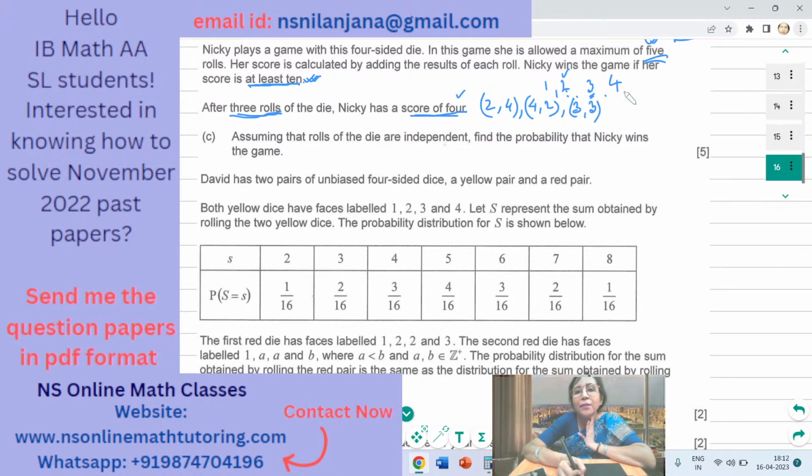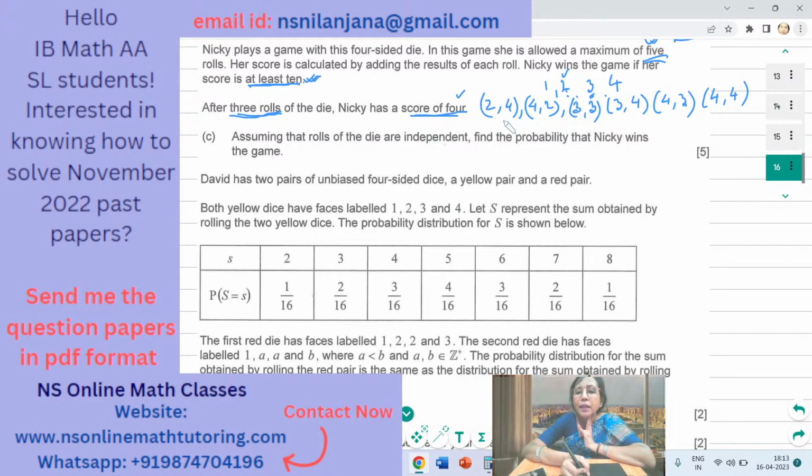3 and 4 is giving us a 7, more than 6. So we will be taking that as well. What about 4 and 3? Yes, can take that. And 4 and 4, definitely we can take that as well. 1, 2, 3, 4, 5, 6. Okay. I think these are the only possibilities by which she can win.